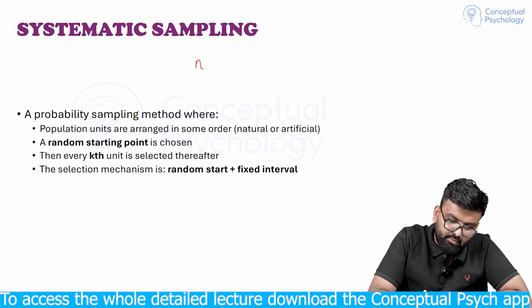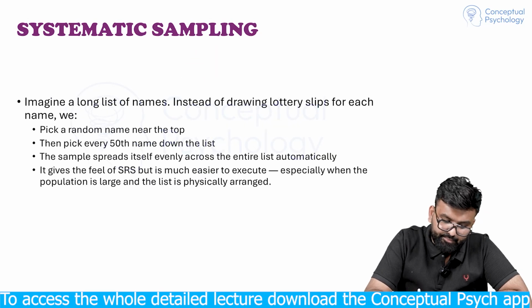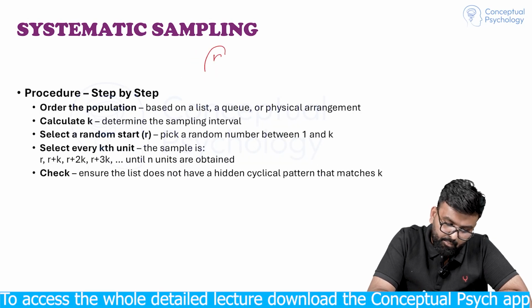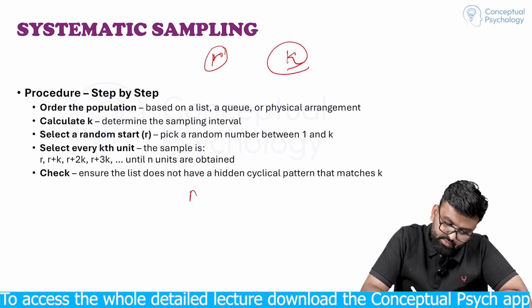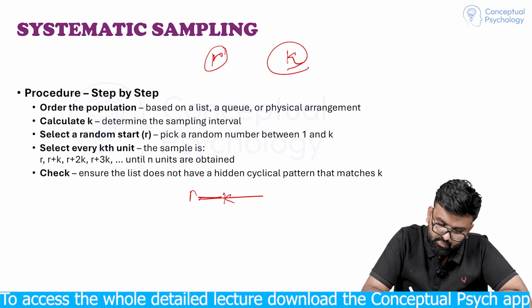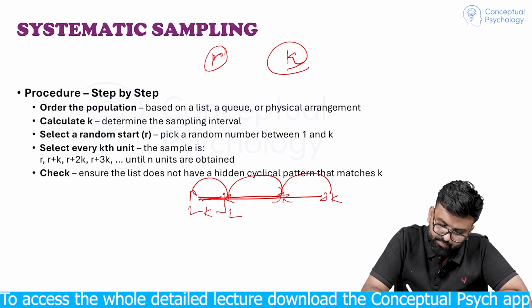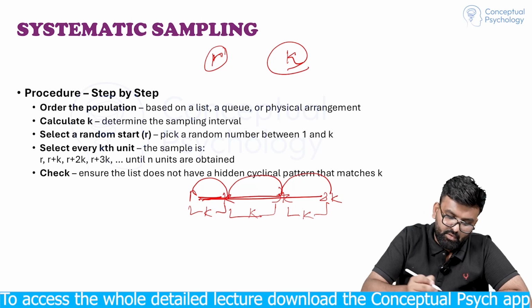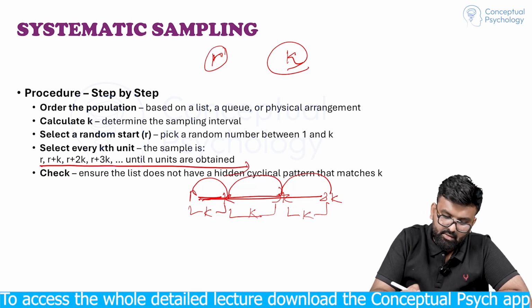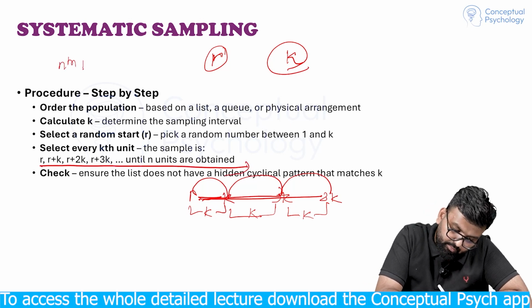Systematic sampling: every nth term. We have to start from a number, that is r, then interval k. So r plus k, then r plus 2k, r plus 3k. So we are jumping like this with the same interval k. This is also k. This is also k. So this becomes a series then. So we select every nth term.